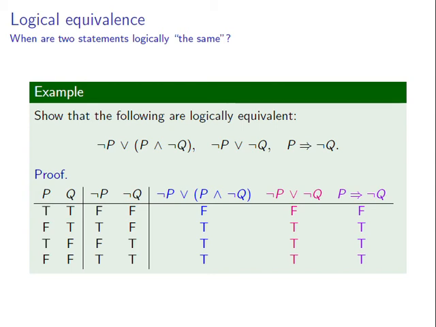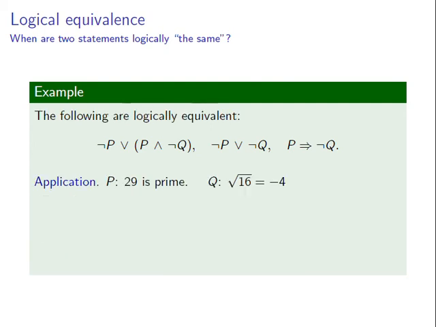We see that the columns of either not P or both P and not Q, not P or not Q, and P implies not Q are identical. Thus, these three propositional forms are logically equivalent. Knowing which propositional forms are logically equivalent enables us to state a specific proposition in different ways.